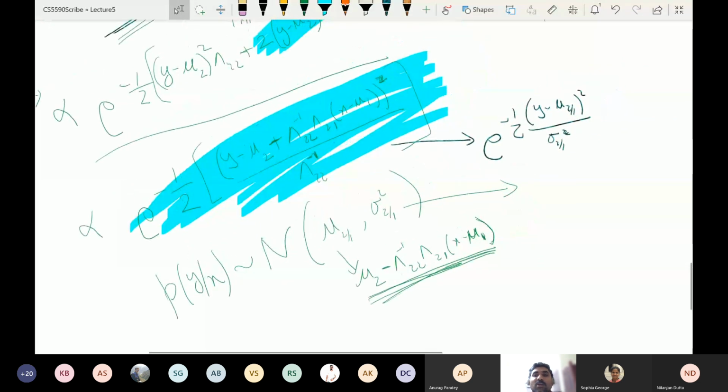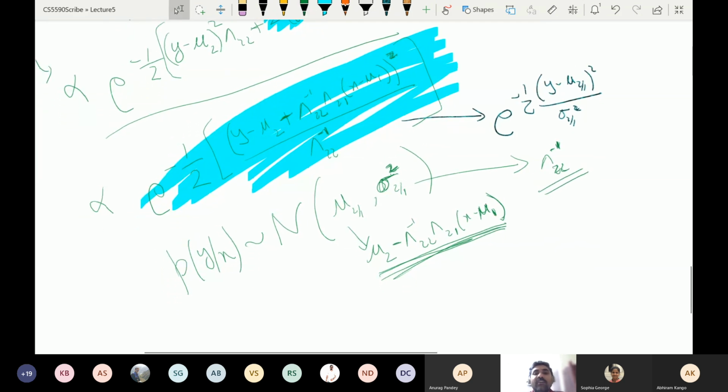So what is the value of sigma 2 given 1 square? Anybody? It's lambda 2 inverse. Inverse. That's all. No square root, right? Because I'm only talking about square. Yes. Okay. So that's all.